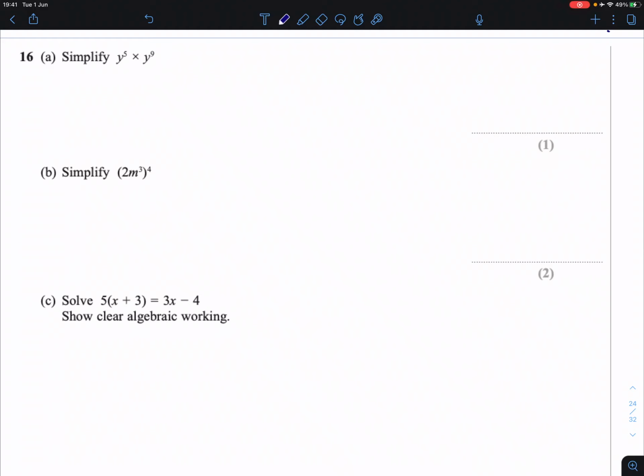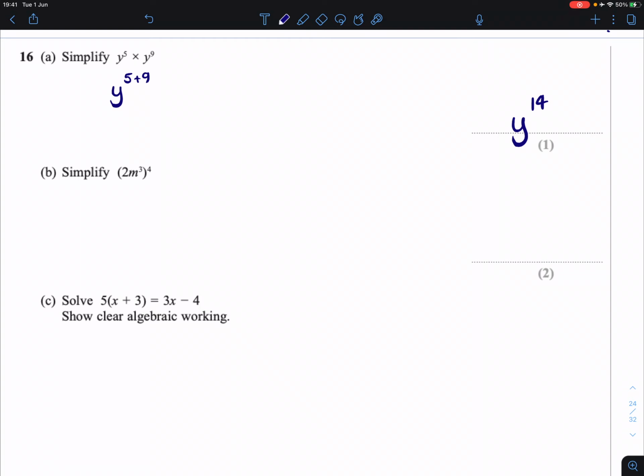Question 16, part A. Simplify y to the power of 5 times y to the power of 9. First rule of indices, if you multiply the same bases, you add their powers. So 5 plus 9 will give us 14, so y to the power of 14 is our answer. Part B, simplify 2m cubed in a bracket all to the power of 4.